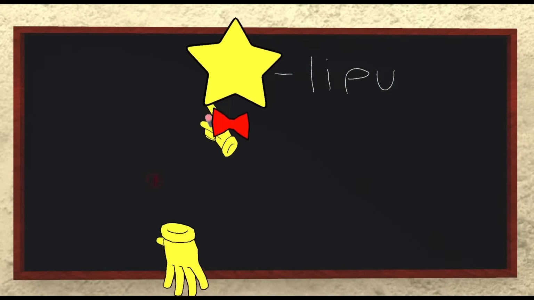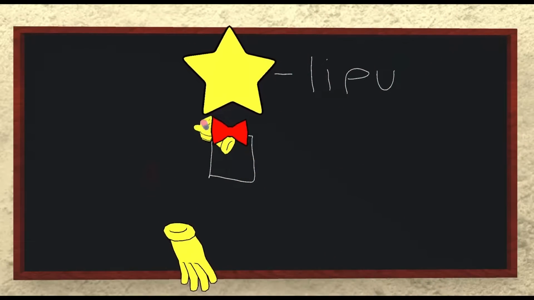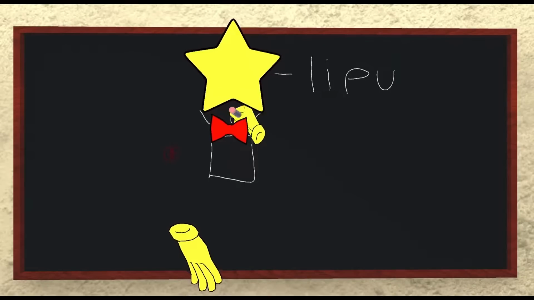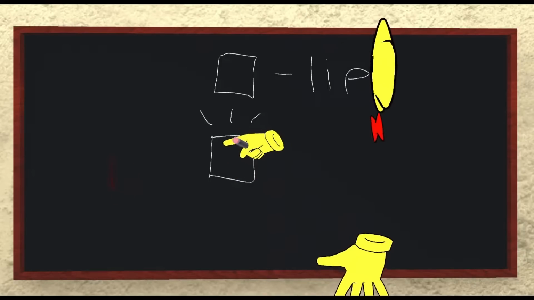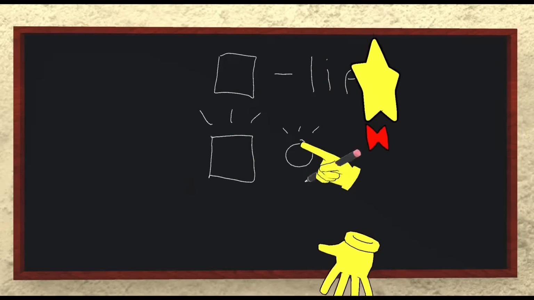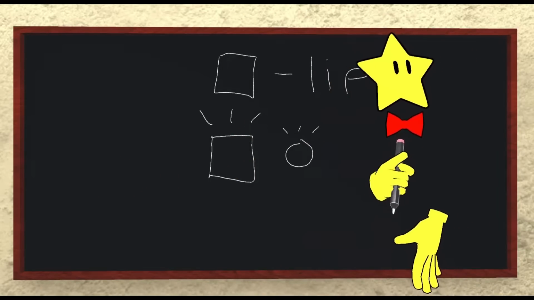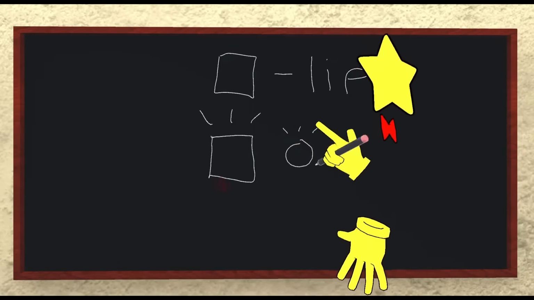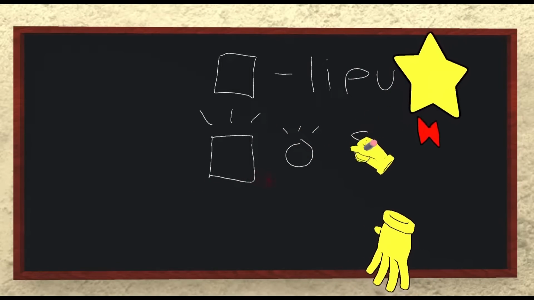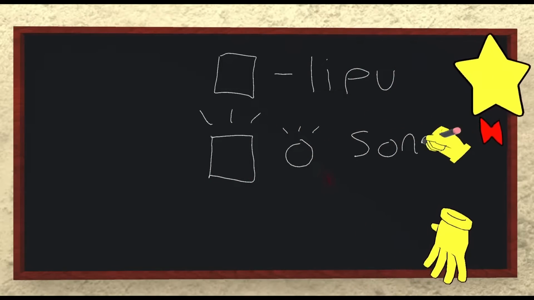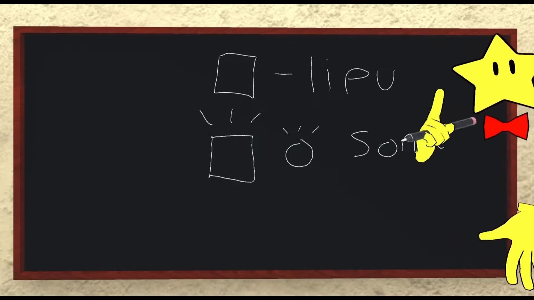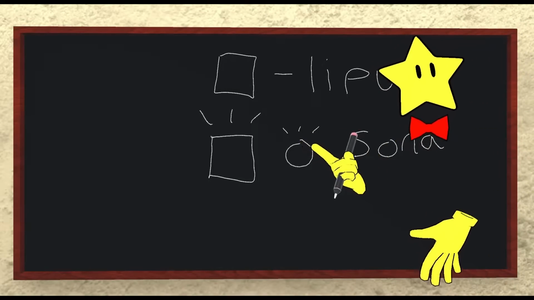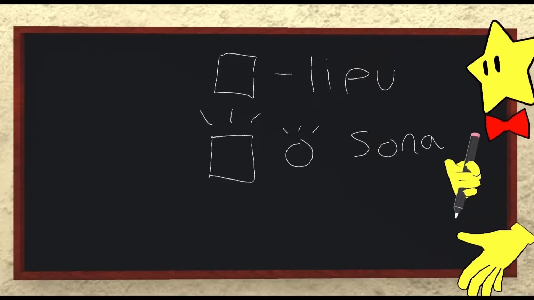And then we have sona, which is drawn like lipu, including the box being taller than it is wide, but similar to the word toki, it has emitters over the top. Sona is spelled S-O-N-A. Sona. And sona refers to knowledge, understanding, information of all different kinds.